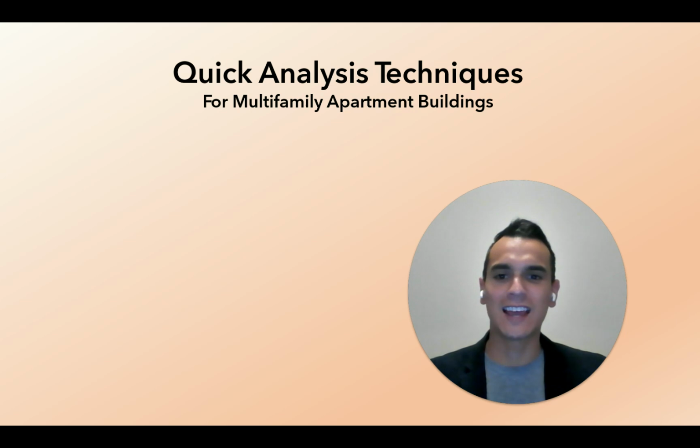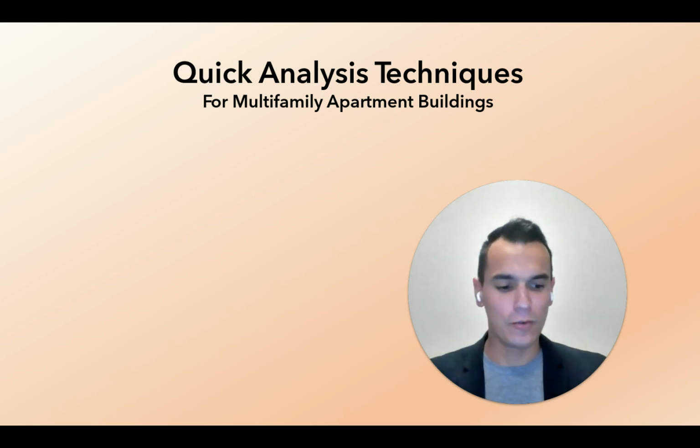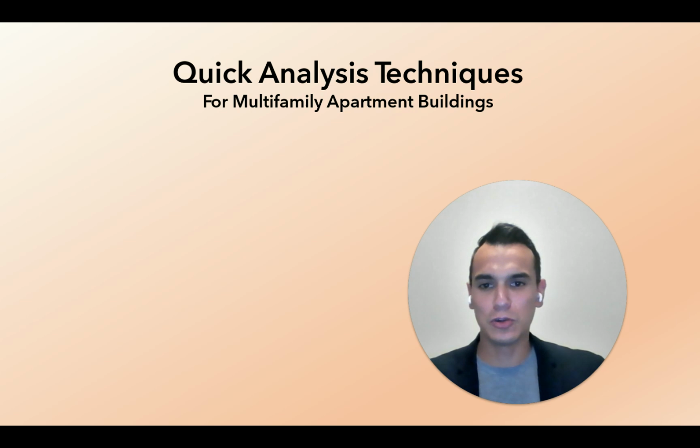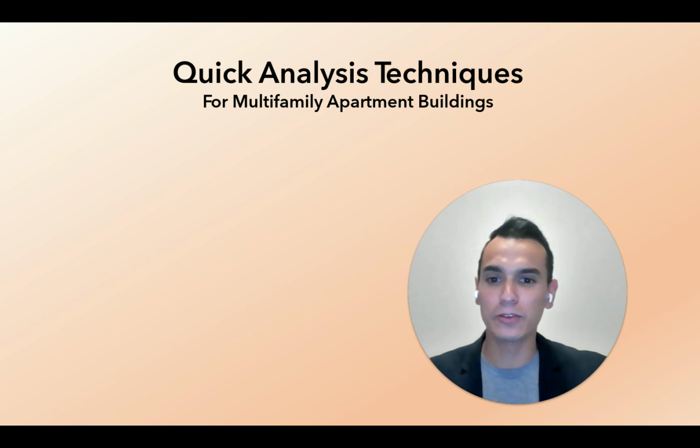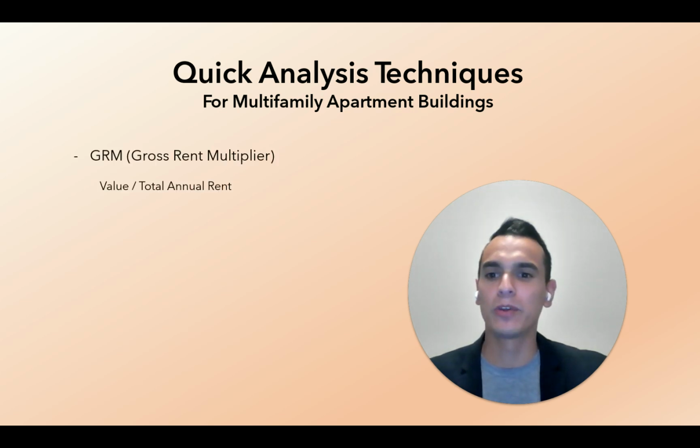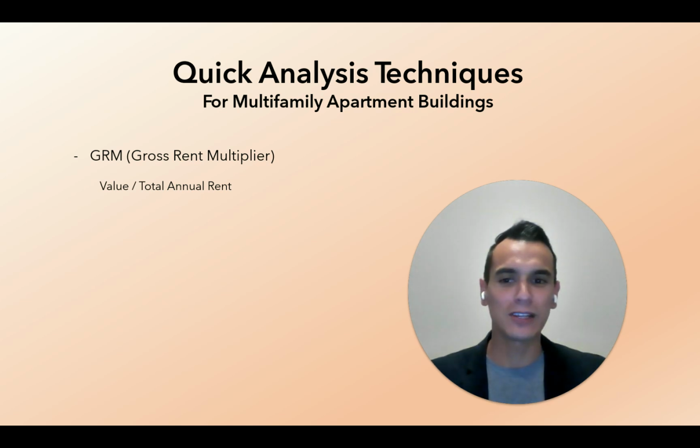So we use some of these techniques to quickly analyze deals, but also to be able to compare deals apples to apples. And you'll see what we mean by that in a minute. But let's go through the list of three different techniques you can use. The first one is called gross rent multiplier. Now, personally, I do not use this at all, but it follows a trend of some of the other ones we'll go through in a minute.